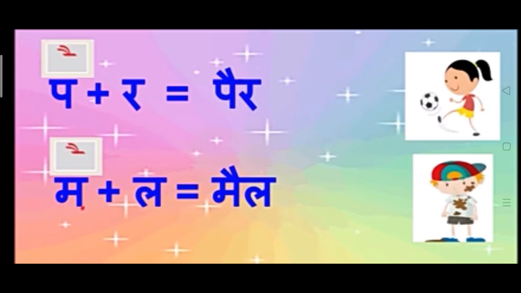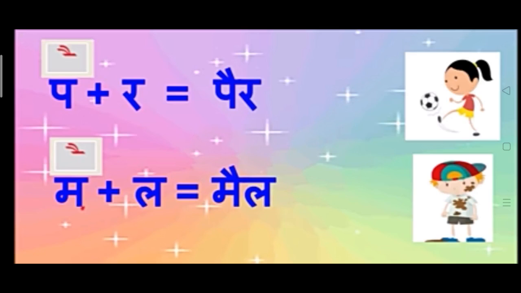Next, we are going to see i ki matra. Here you can see pa with i ki matra, pi plus ra. What is that? Pyre. Pa upside, two slanting lines are there. What is that? Pi plus ra, pyre. Next one, ma upside, two slanting lines. What is that? I ki matra, so mi plus la.